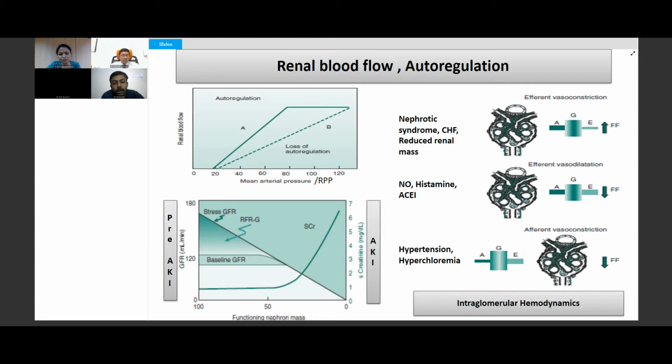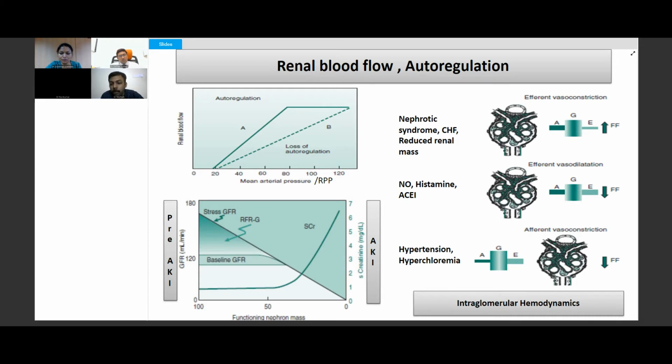So we tend to identify AKI here, but actually the actual insult happened a long time ago, which is difficult to identify without biomarkers at the present stage. So diagnosing becomes late with the routine markers. That's what I want to highlight here.